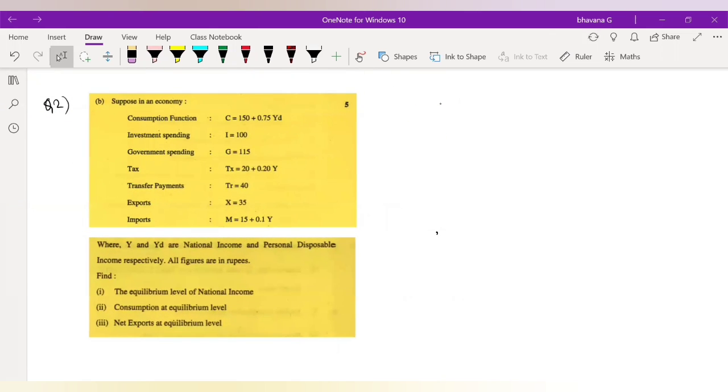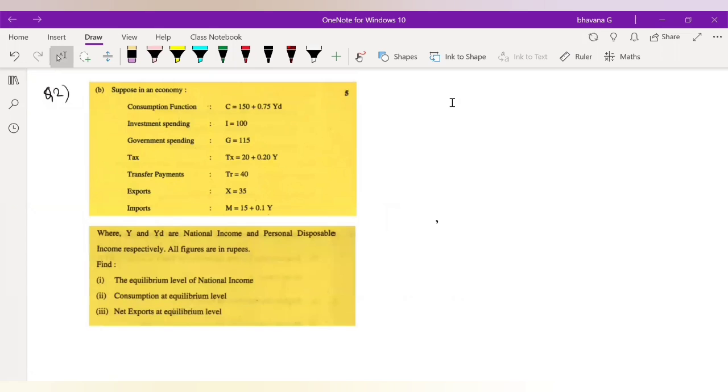So in question number 2, they tell you that suppose in an economy, they have given you a consumption function. They have told you investment spending, government spending, tax, transfer payments, exports, imports. Then below they have told you where Y and YD are national income and personal disposable income. All figures are in rupees. All the information and details they have given you. They have told you to find the equilibrium level of national income, consumption at equilibrium level, and also net exports at equilibrium level.